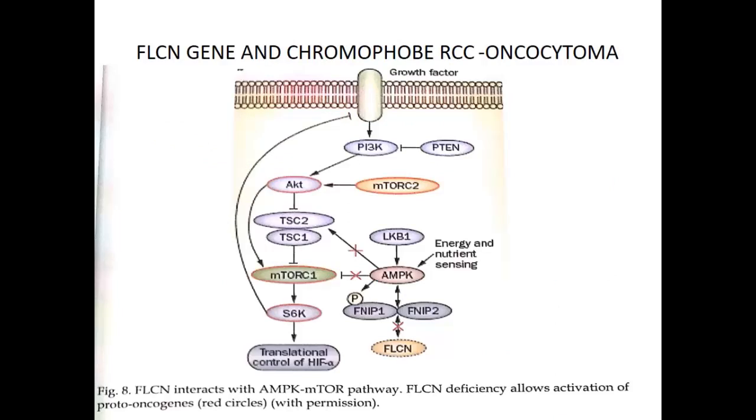So this is the pathway, the AMPK mTOR pathway. What happens here is that the FLCN gene is regulated with FNIP1 and FNIP2, there's a kinase which regulates the energy sensing levels of AMPK, which in turn inhibits the mTOR pathway. When this mutation occurs, this whole pathway is inhibited, and hence the mTOR pathway, through the PI3K pathway, causes tumorigenesis.